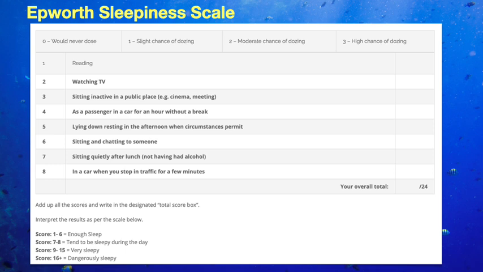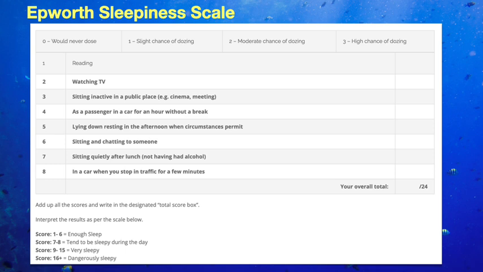What about when you are in a car, driving, and you stop in traffic for a few minutes, and the next thing you know, you're falling asleep? So you can take this test, and the scores can be interpreted as such. If you have a score of 1 to 6, it shows that you're having enough sleep.